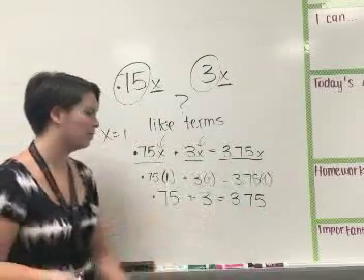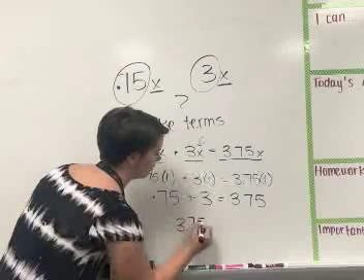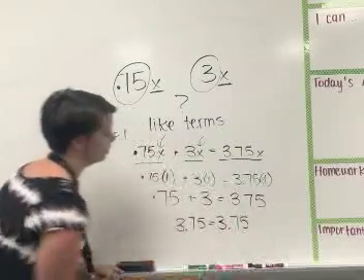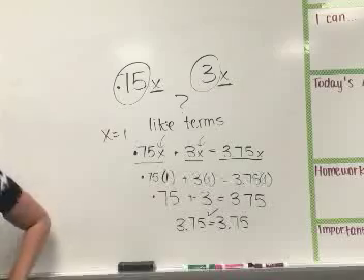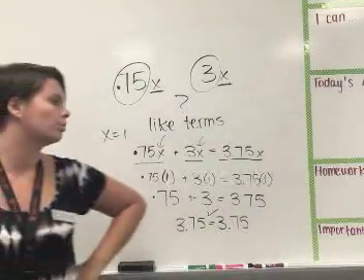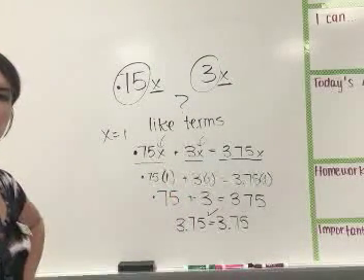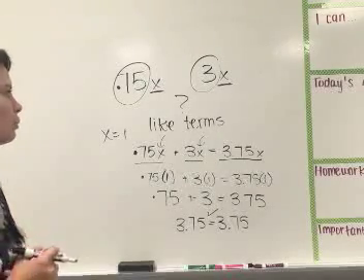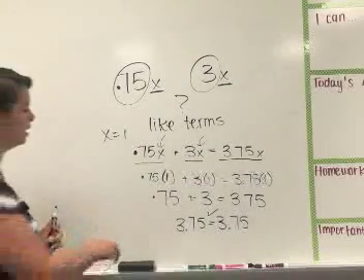What's 0.75 plus 3? We know 3.75 equals 3.75. Is this equal? Is this balanced? Absolutely, it's balanced. So 0.75 times 1 plus 3 times 1 equals 3.75 times 1. They equal the same. They are like terms. We can combine them. This is a true statement. It is a balanced equation.